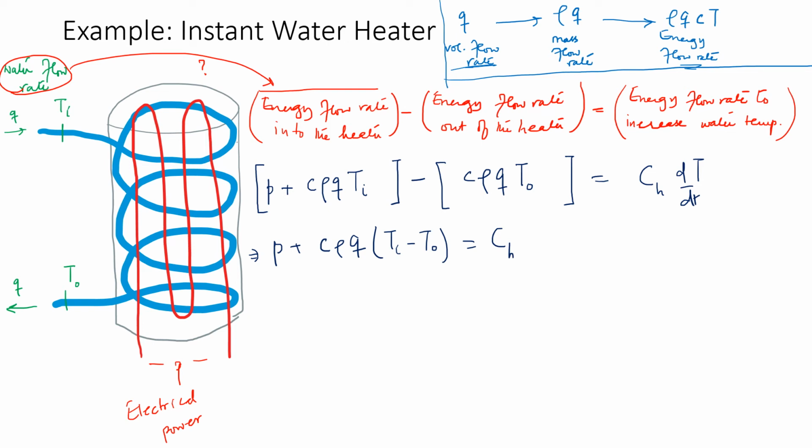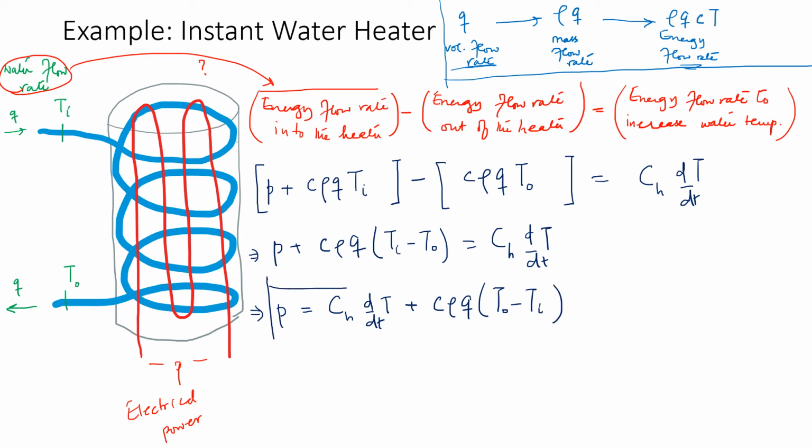And by the way, I should also emphasize that CH is the capacitance of the heater, and this small c is the specific heat capacity of water. So in this particular scenario, this is CH times d by dt of temperature. And I can separate whatever is getting into the system, which is the electrical power, on one side, and all the other stuff on the other side, that is going to be CH times d by dt of temperature. Keeping the positive sign, I'll change the order inside it. So this is going to be C rho Q times T out minus T in. And this is your governing equation.